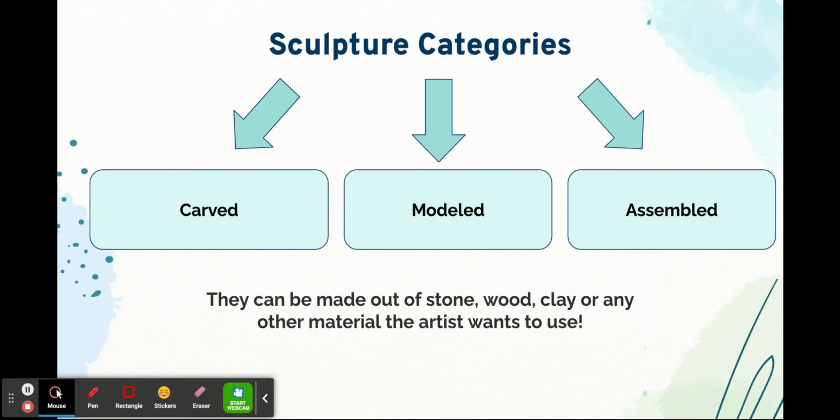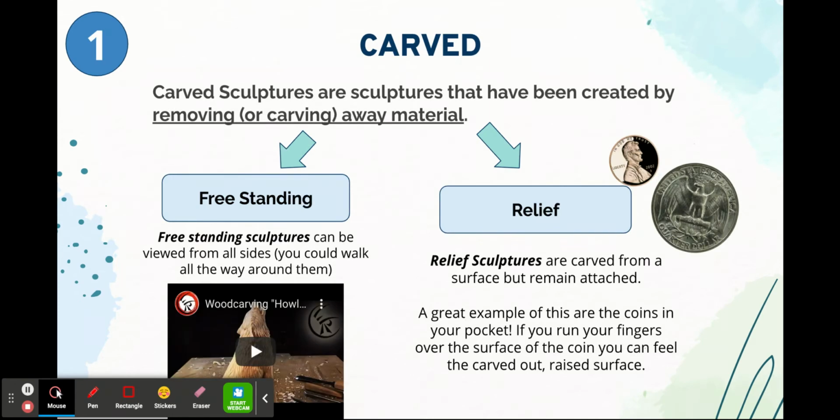Sculptures fall into three categories: carved, modeled, assembled. They can be made out of stone, wood, clay, or any other material that the artist wants to use. Carved sculptures are sculptures that have been created by removing or carving away material. They can either be freestanding, like the example below, in which the artist is carving out a little wolf from a piece of wood, or a relief sculpture.